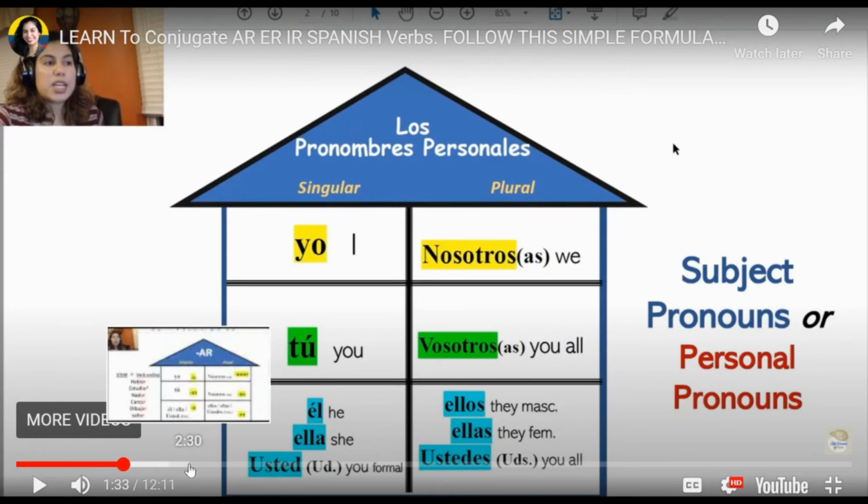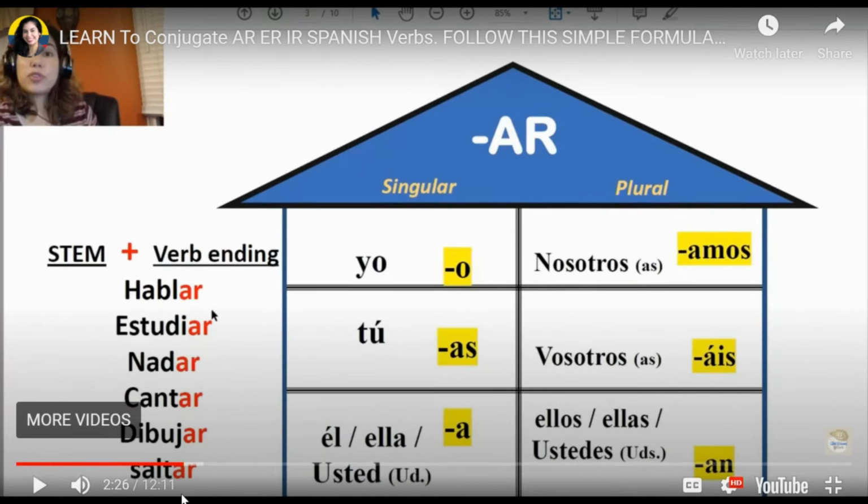So I reviewed that in the video, and then I am giving you the endings for each pronoun. So this is why the pronouns are so important. Because when you use regular AR verbs, you have to drop the AR, meaning take it off, when you are using it with each of these pronouns, and replace the AR with those letters. So like if I want to use estudiar, let's say, which means to study, and I want to say I study, which is yo, I have to take out the AR, and in here it tells me I have to put an O. So I would say yo estudio, I study.